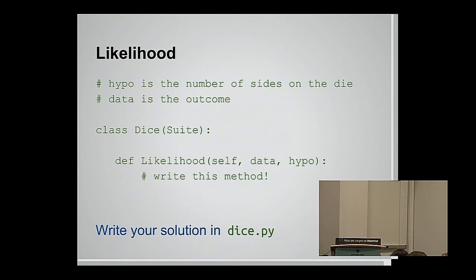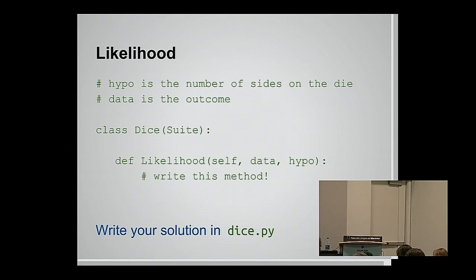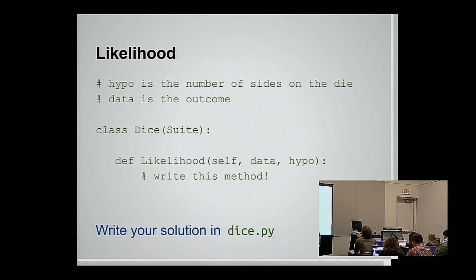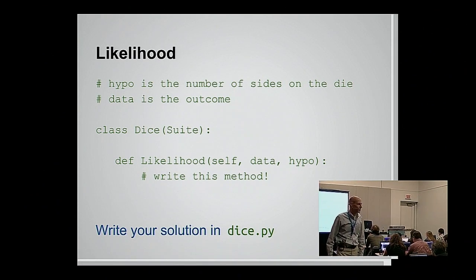So the likelihood of getting a 6 on a 4-sided die would be 0, right? Correct. Okay. Good. Other questions? Things making sense?